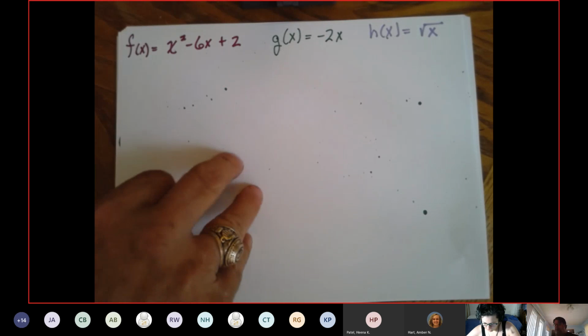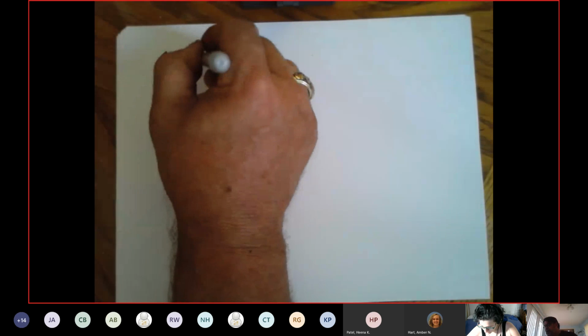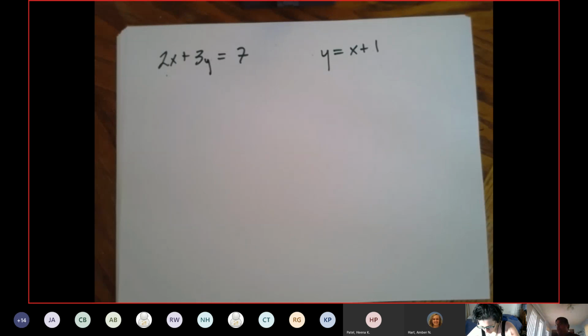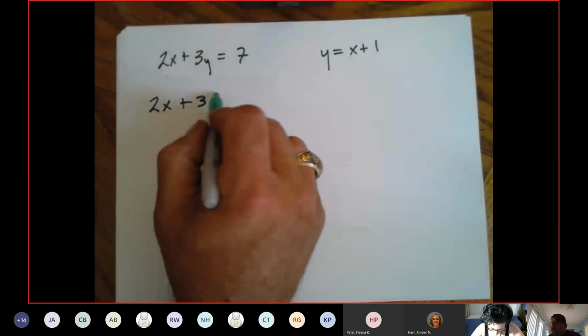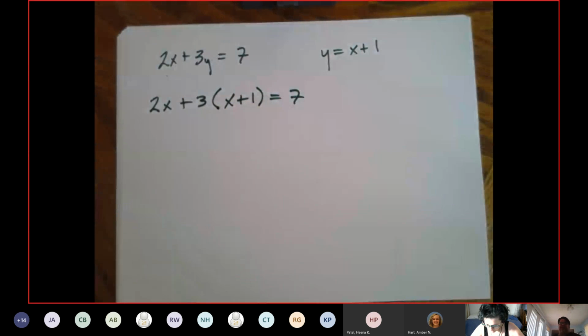Do you remember back when you solved systems of equations and you had 2x plus 3y is equal to 7 and y is equal to x plus 1? Y'all remember that? What would you do with that x plus 1? Yes, plug it in. So 2 times x plus 3 parentheses x plus 1 is equal to 7, and that's called substitution. All right? Composition is like substitution.